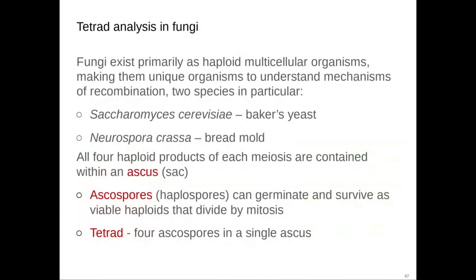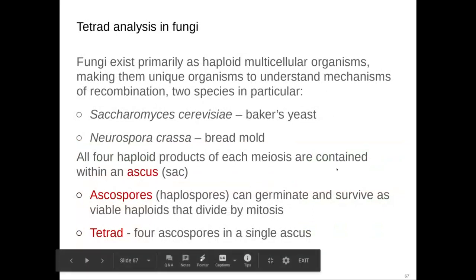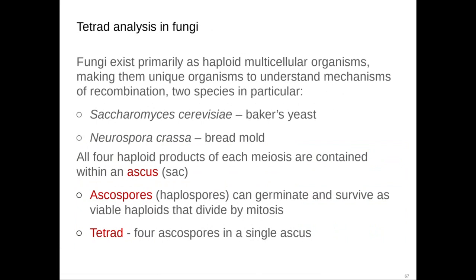So that's linkage. Now we have this last bit of today's class where we're looking at a couple of funky things in eukaryotic biology. The first one is what we call tetrad analysis in our fungi. Now, as many of you probably know, fungi exist primarily as haploid, multicellular organisms. So they're kind of unique, because mostly when we think about animals, we exist as diploid organisms, but these organisms exist as haploid and multicellular.